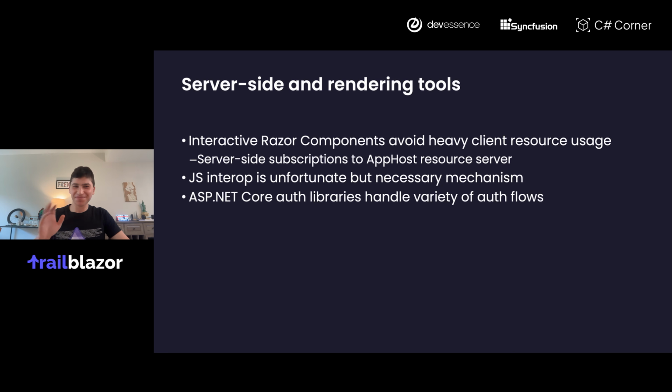JavaScript interop. It's unfortunate. It has to happen at some point. We use that for persisting settings and executing functions that we can really only do, whether for security reasons or whatever, on the client instead of through Blazor. We do that as well for enabling some accessibility scenarios. And as I mentioned, the ASP.NET Core auth libraries do help us handle a variety of auth flows.